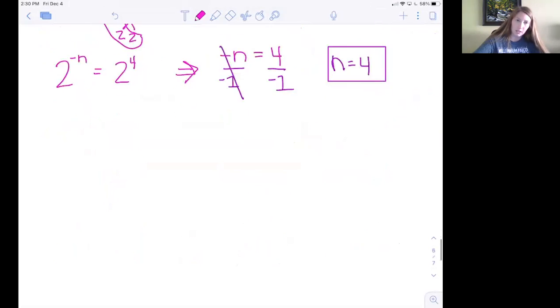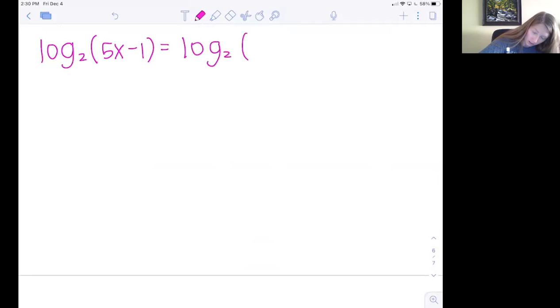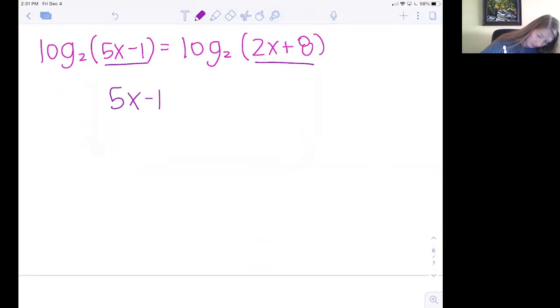Okay, so question 9. Same thing, except now we're dealing with logs. So I have log with base of 2, 5x minus 1, and log base of 2, 2x plus 8. So this one's really easy because I've got log base 2, log base 2, which means that this stuff in the inside, I can just set equal to each other. So I got 5x minus 1 equals 2x plus 8.